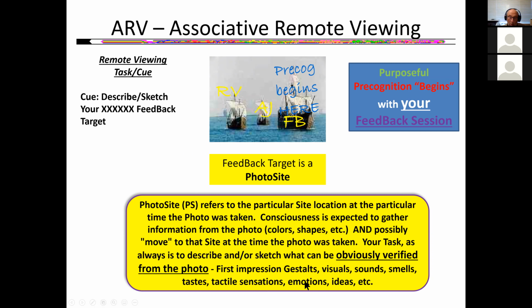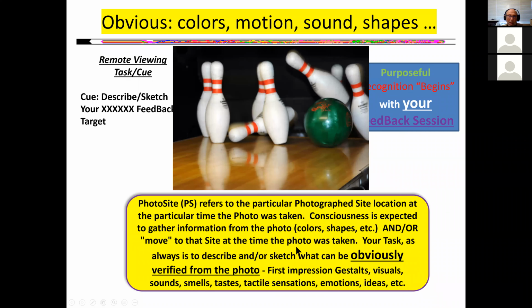Sometimes you might have your own emotional reaction to the feedback target. You can get ideas from it. Anything you can get with your normal nervous system can come up. The key is to be able to recognize it's coming up from your subconscious. Now here's an example.